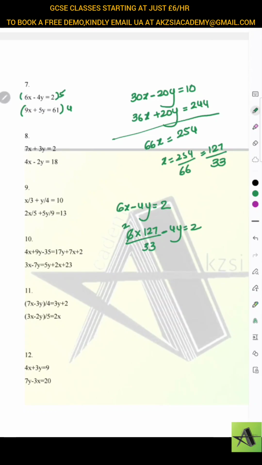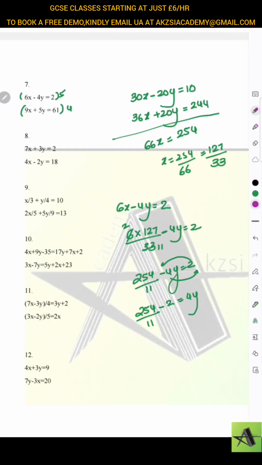2 and this will be 11. So remaining is 254 over 11 minus 4y is equals to 2. Now move this onto the left hand side, this onto the right hand side. 254 over 11 minus 2 is equals to 4y.